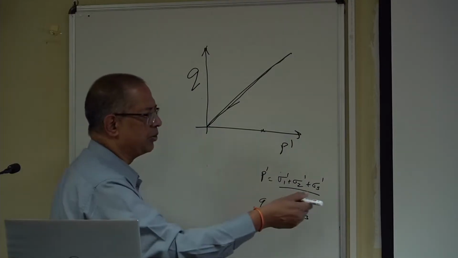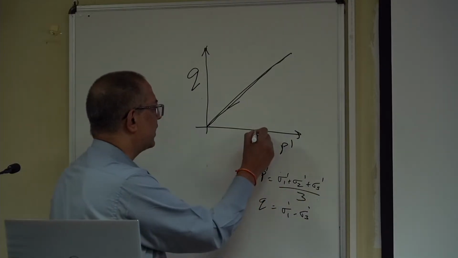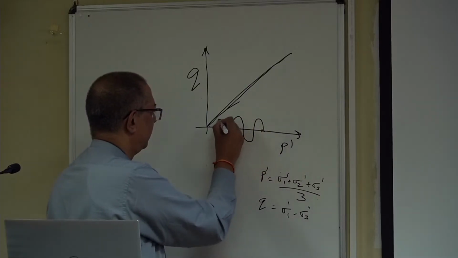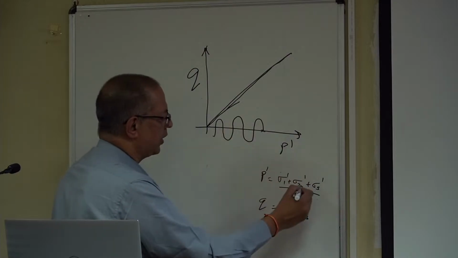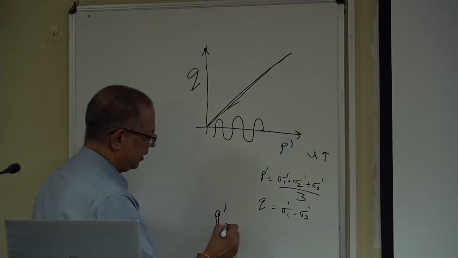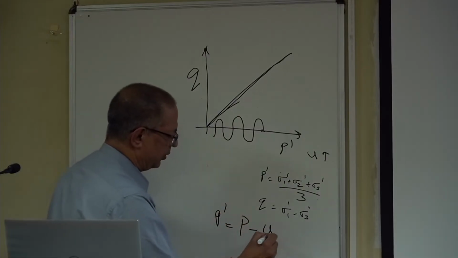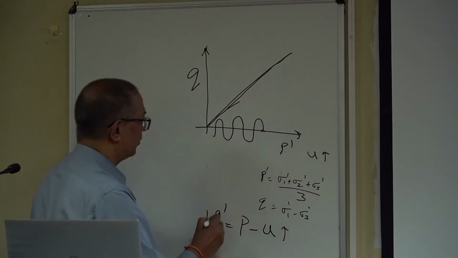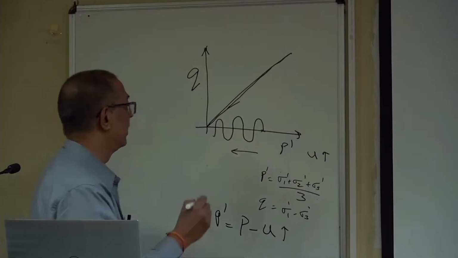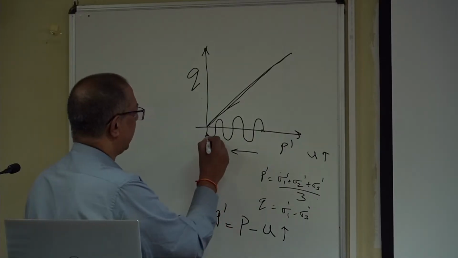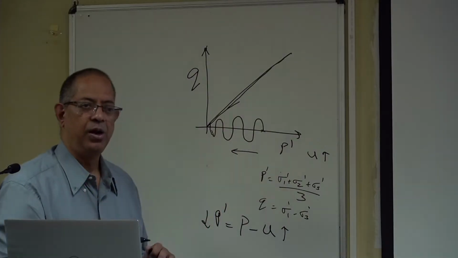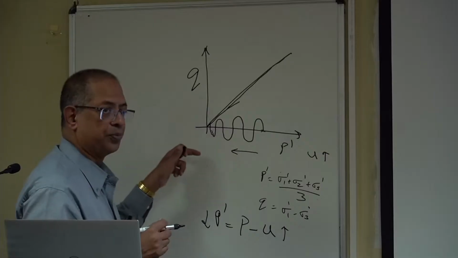As I try to shear the soil, the pore pressure is going up. U is going up because P dashed is P total minus U. If U goes up, this comes down. That's why I'm traveling this way. All is great until I come to here, almost near zero P dashed and Q.